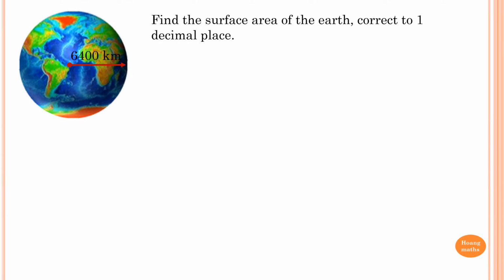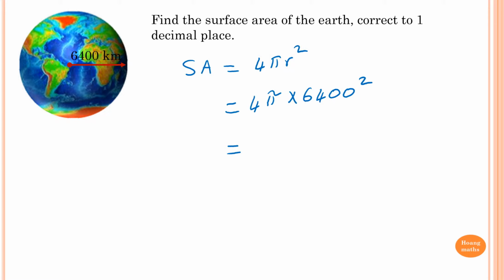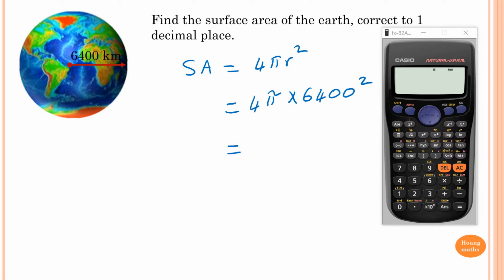Find the surface area of the Earth correct to 1 decimal place. So we know that the surface area SA of the Earth, because it's a sphere, is 4 pi r squared. So all we need to do now is to substitute the value in. So which is 4 pi times 6400 kilometers, squared. So now I just put that in a calculator. So 4 shift pi times 6400 squared.